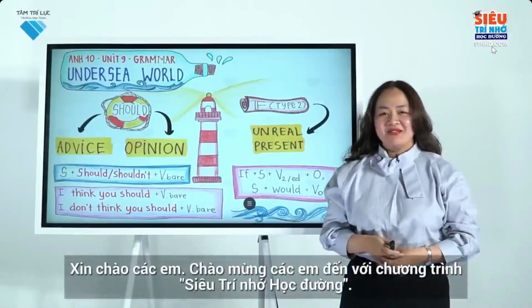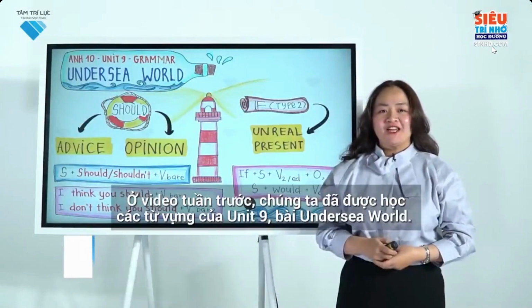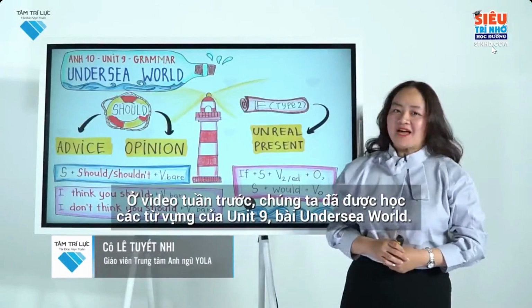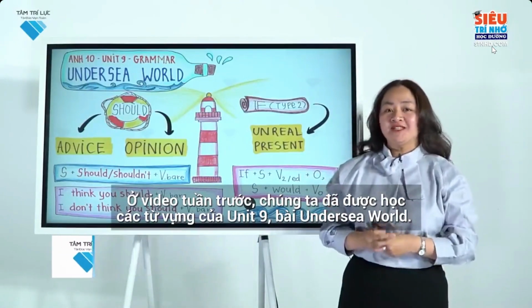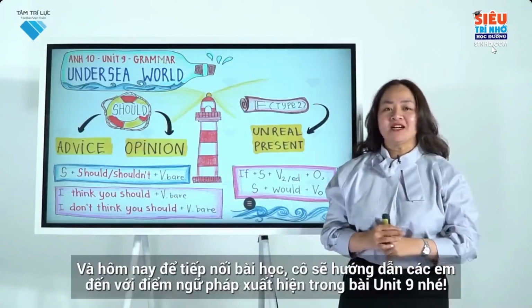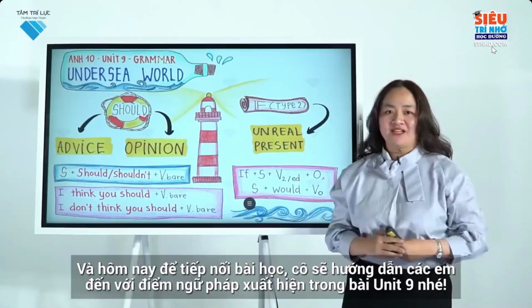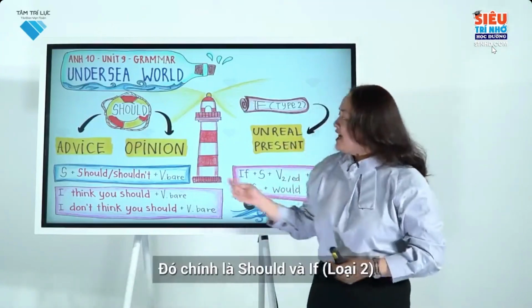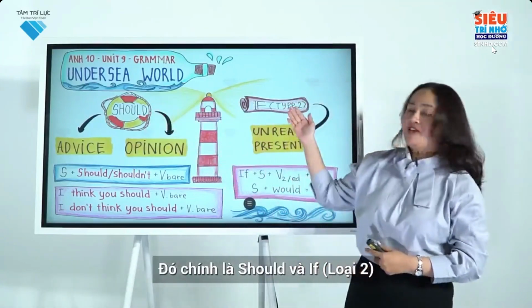the Super Memory for Schools program. In the previous video, we learned the vocabulary of Unit 9, Undersea World. And today, to continue the lesson, I will guide you to the grammar points that appear in Unit 9. Today, we have two main grammar points, that is should and if, type 2.